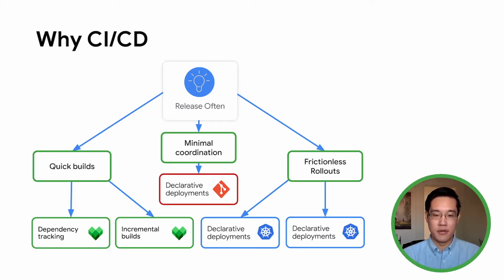This minimal amount of human coordination and hence increase in developer efficiency became one of the driving motivations for our Bazel-based CI pipeline. We also wanted the pipeline to execute quickly with fast builds, automated tests, and simple dependency management. Lastly, we wanted frictionless rollouts. Using declarative deployments to Kubernetes would provide traceability.